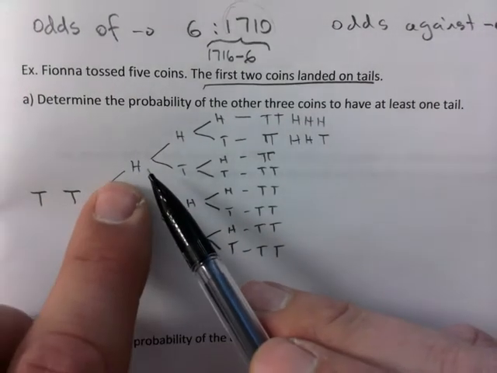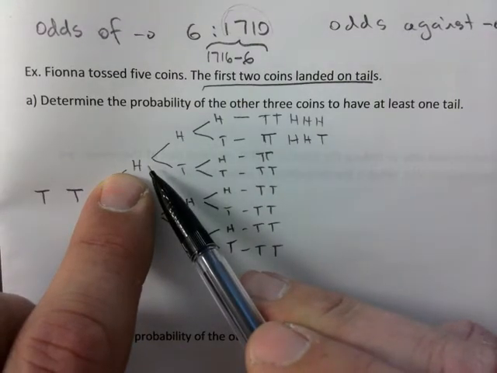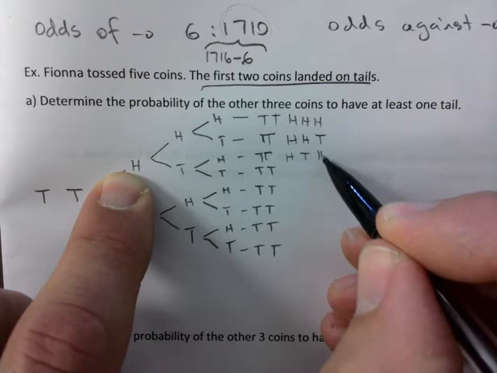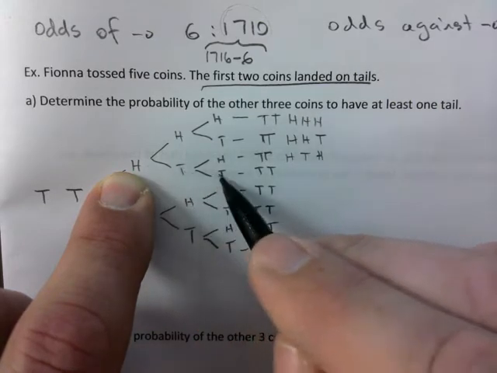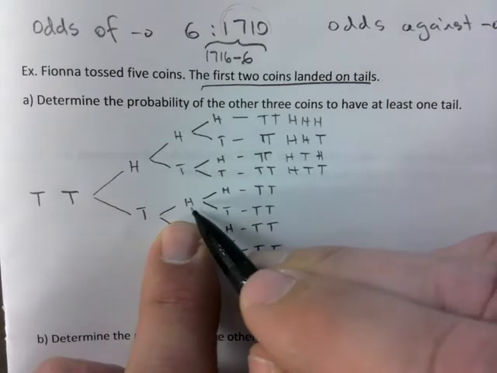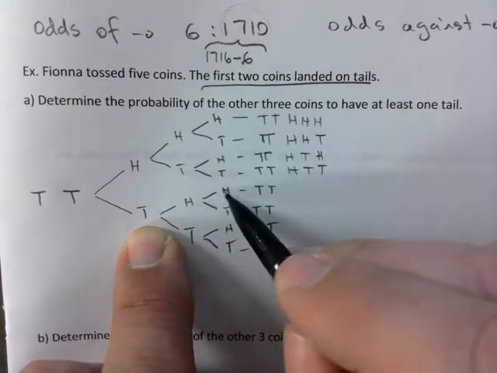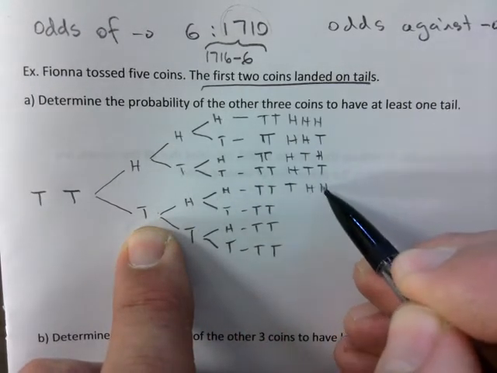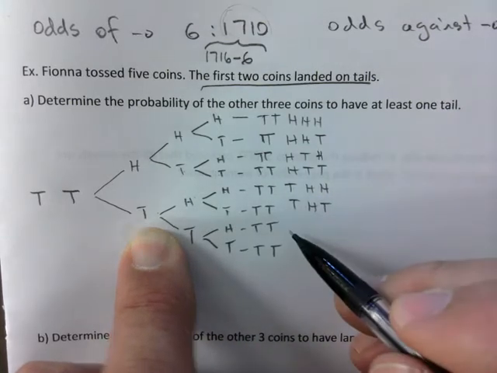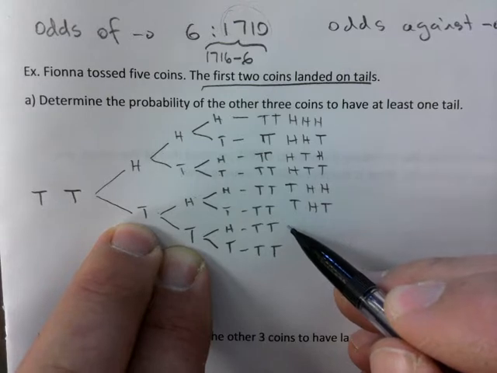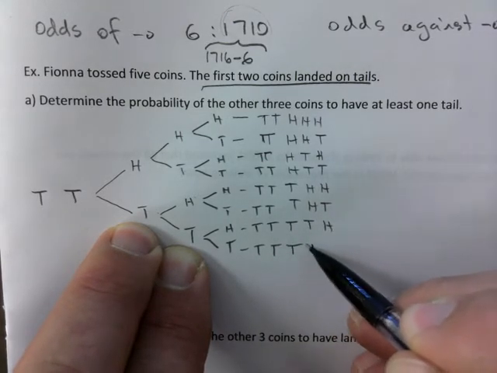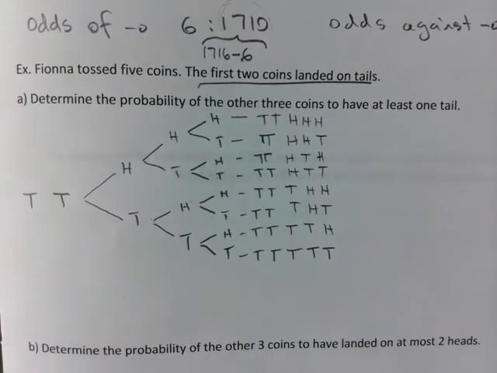Okay, so if I go down this branch, here it's heads, tails, heads. Then it's heads, tails, tails. Then this next one is tails, heads, heads. Tails, heads, tails. And then it's tails, tails, heads. And the last one will be all tails. Okay.